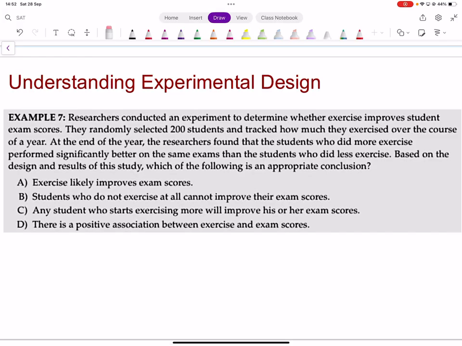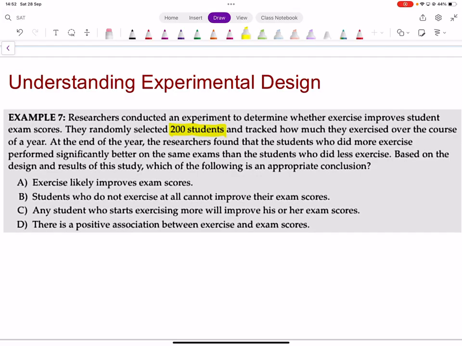Let's look at this example. Researchers conducted an experiment to determine whether exercise improves student exam scores. They randomly selected 200 students and tracked how much they exercised over the course of a year. At the end of the year, the researchers found that the students who did more exercise performed significantly better on the same exams than the students who did less exercise. Based on the design and the results of the study, which of the following is an appropriate conclusion?